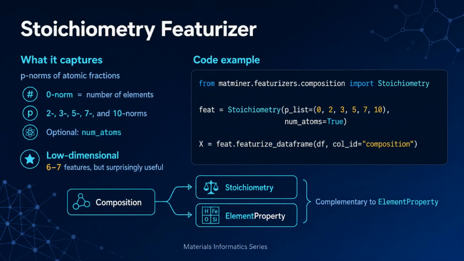The stoichiometry featurizer provides composition-level features without elemental properties. It calculates p-norms of the atomic fractions. The 0 norm gives the number of element types, while the 2, 3, 5, 7, and 10 norms measure how evenly the composition is spread. With only 6 or 7 features, it's lightweight but captures important compositional information. It complements element property nicely by adding stoichiometric structure.